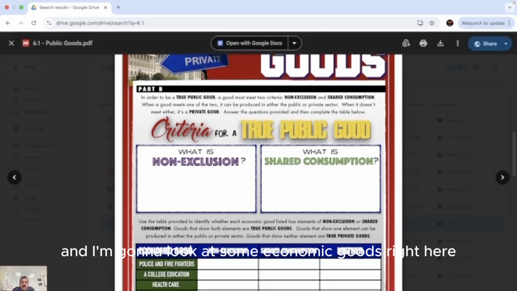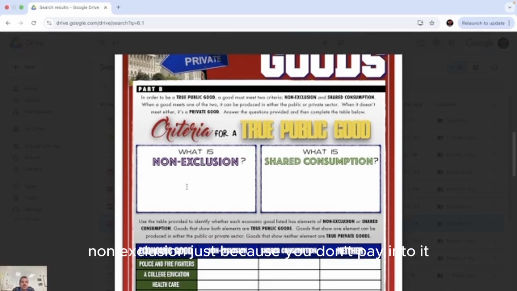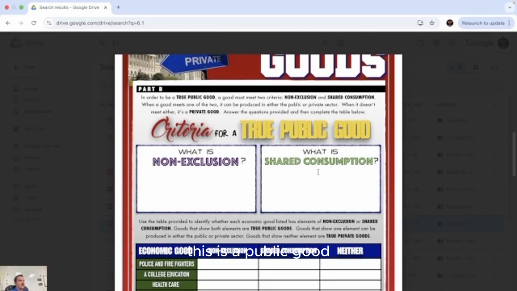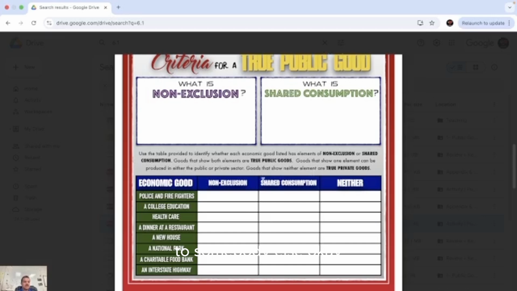And I'm going to look at some economic goods right here and walk you through the difference between non-exclusion and shared consumption. Again, non-exclusion, just because you don't pay into it doesn't mean you can't use it. And shared consumption being this is a public good where one person's consumption does not reduce the usefulness of the good to somebody else.